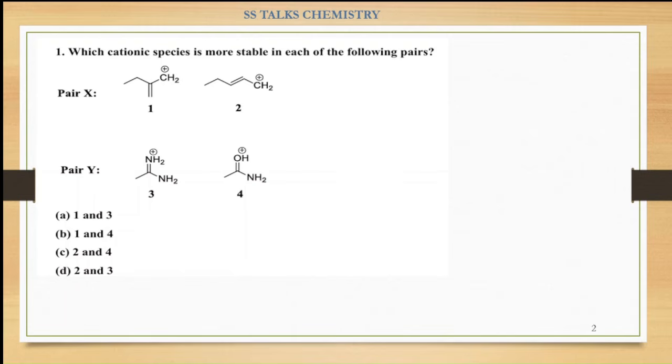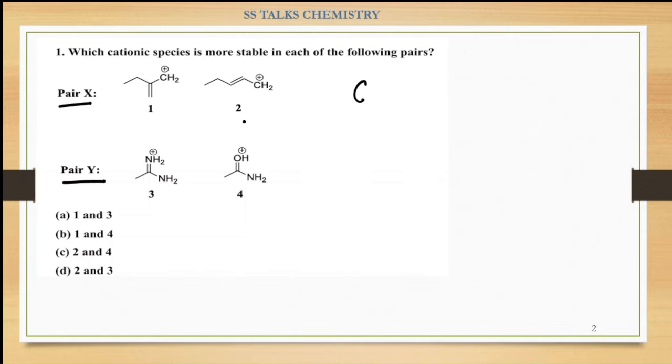Okay, so the first question we have is: which cationic species is more stable in each of the following pairs. Two pairs have been given to us. One we have named pair number X, and the other is pair number 1. In each pair, two species have been given. Cationic species means we have to look at the stability of the carbocations.